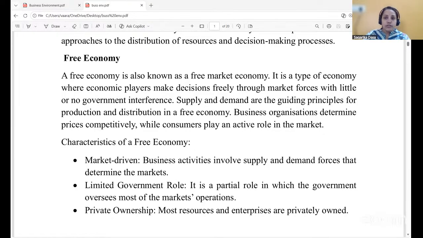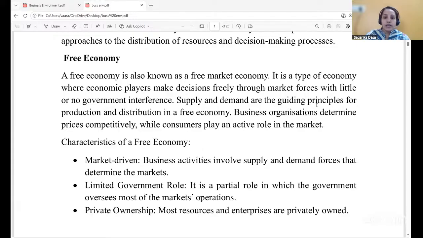Now here, the first one is the free economy. A free economy is also known as a free market economy. It is a type of economy where economic players make decisions freely through market forces with little or no government interference. Free economy is a situation where, without the interference of the government, the players of the economic system will run the market. So, that is a free economy system.